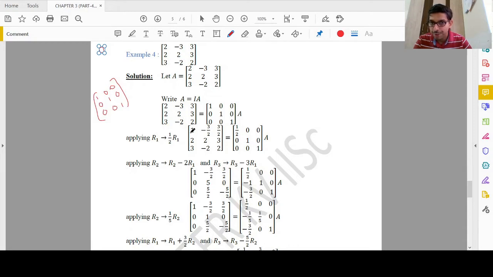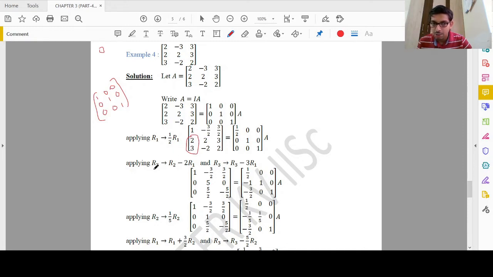So that means the elements will change: 1, minus 3 by 2, 3 by 2. Then the second and third row will remain as they are. The same transformation needs to be applied on the right hand side also. Again, I am repeating, these transformations are not unique. These are a set of transformations; there are other transformations also. So after getting 1 here, as part of the identity, you should get 0 here, 0, 0. Both should be converted to 0. For that, we can use the first row.